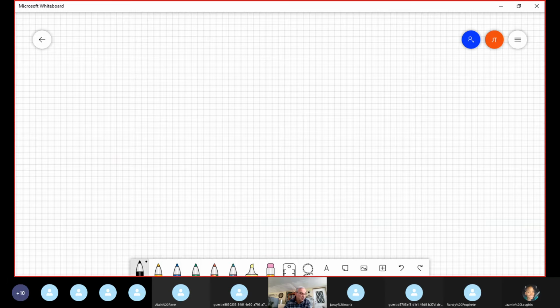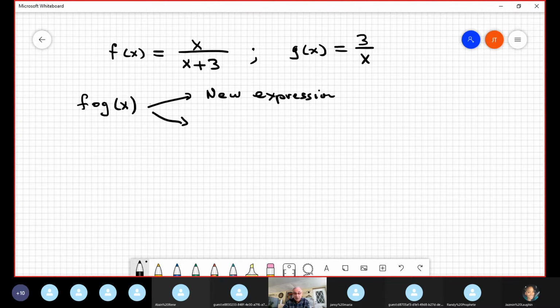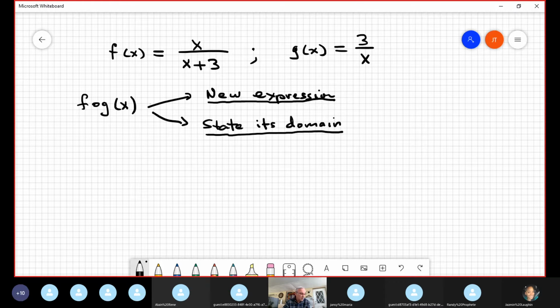Let me see composite functions, which gets confusing. You have two functions. Semicolon, we have another function. And they ask me to find f composition g. However, we have two answers. The first answer is the new expression, no? So you need to find the expression that represents this. And the second answer is the domain. Okay, this is easy because it's just algebra. But this is a little bit more complicated. It's a little bit more abstract. But okay, don't worry, be happy.